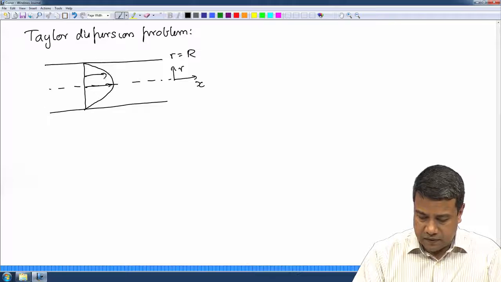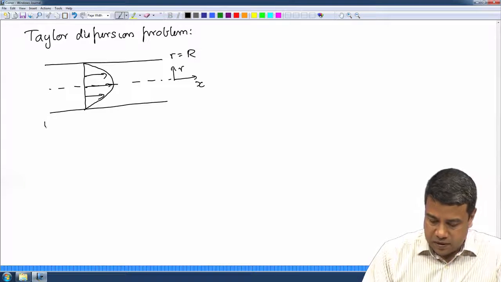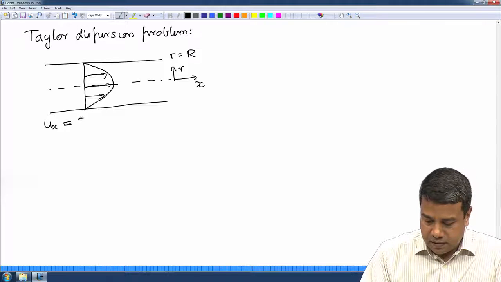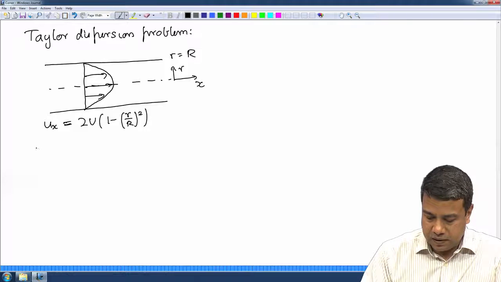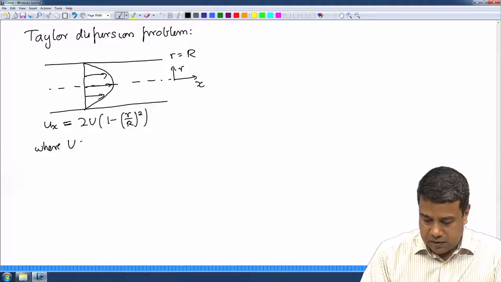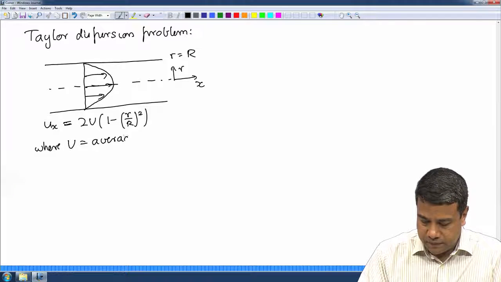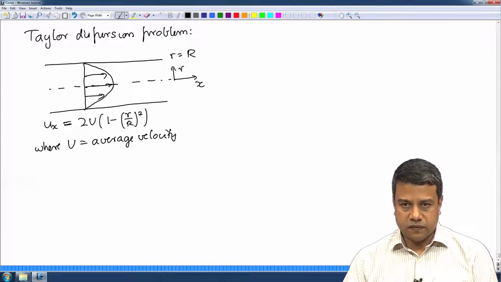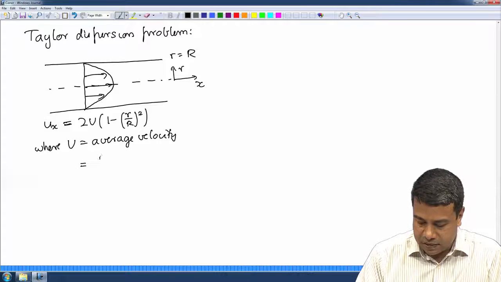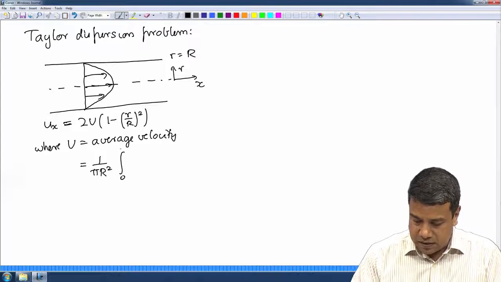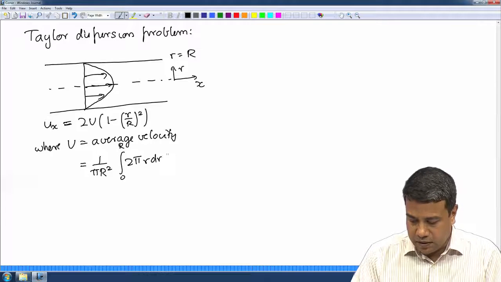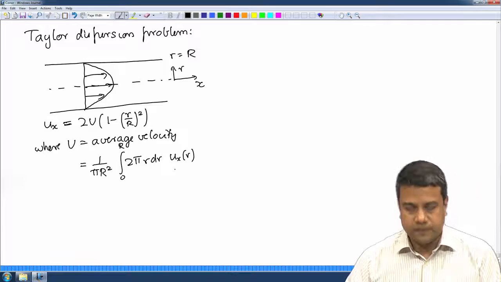This we had already derived earlier. The velocity ux is equal to 2u into 1 minus r by R the whole square, where u is equal to the average velocity, the velocity averaged over the cross section. I can also write this as 1 over pi R square, the cross sectional area, integral 0 to R, 2 pi r dr into ux, which is a function of r.